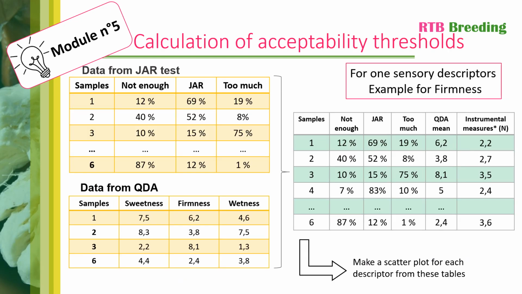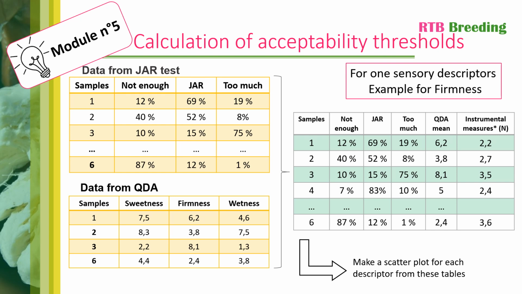Once the sensory and instrumental measurements have been taken, they can be processed to establish acceptance thresholds. The methods for calculating these thresholds will be the 5th module. To calculate the thresholds, we can take the data from the JAR test and the QDA that I presented earlier. At the top, you will find the JAR data table and at the bottom the QDA data table.